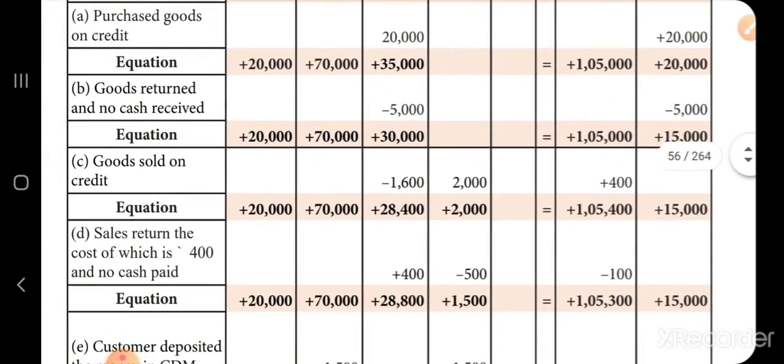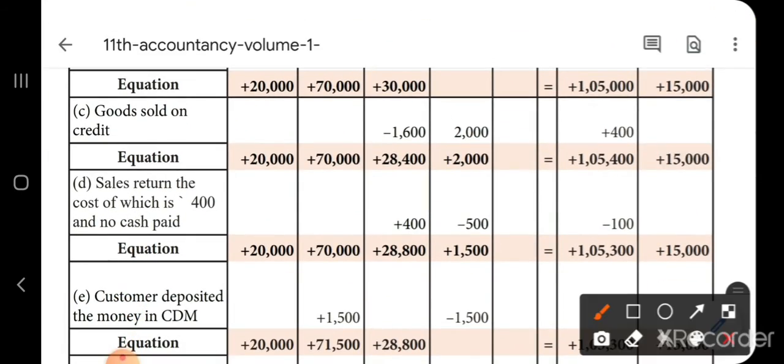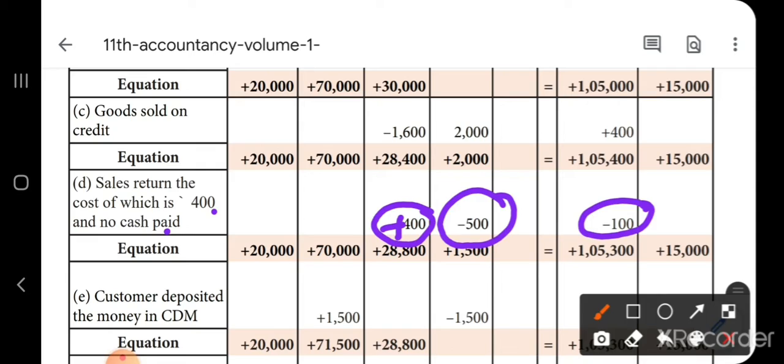Okay. Now look at the transaction here. Sales returns, cost of which 400 and no cash paid. So actual goods is coming in. When it is returns, you have sold the goods and the customer is returning back to you. That means goods are coming in. Actual worth is plus 400. Okay. To that extent, the credit debtors is reduced. So minus 500. And the difference of 100 rupees is a loss. That means you have to reduce from the capital.